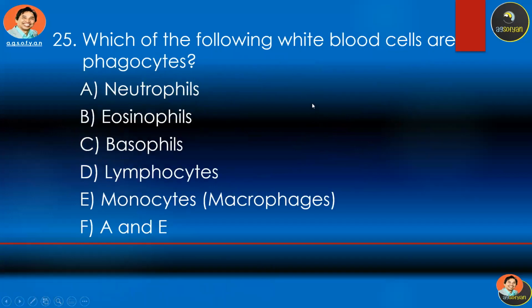Which of the following white blood cells are phagocytes? A, B, C, D, E, or F? Okay, so from the 5 types of white blood cells, 2 of them fight against bacteria, and they're able to kill or eat bacteria, which are the neutrophils and macrophage. Okay, so the answer will be A and E. Monocytes and neutrophils are phagocytes, cells that eat other cells or eat bacteria.